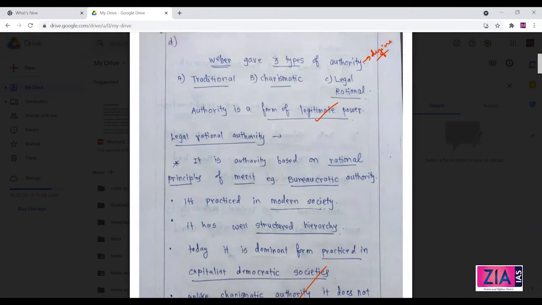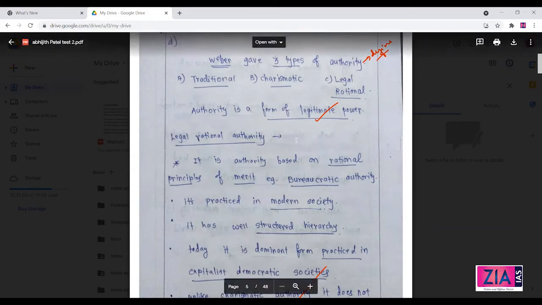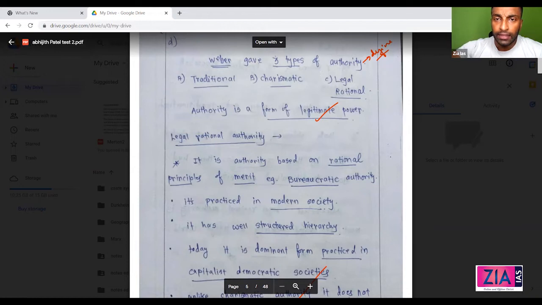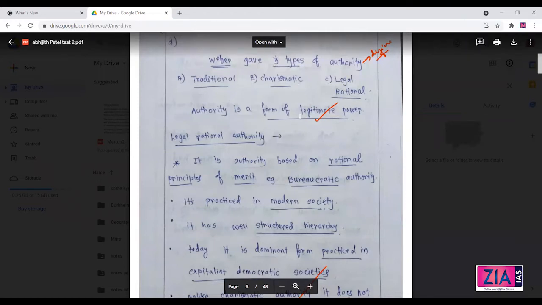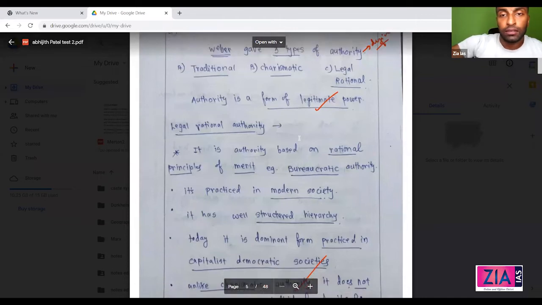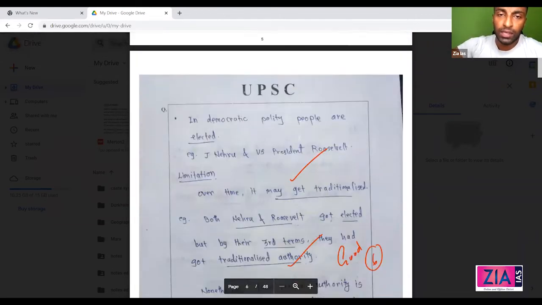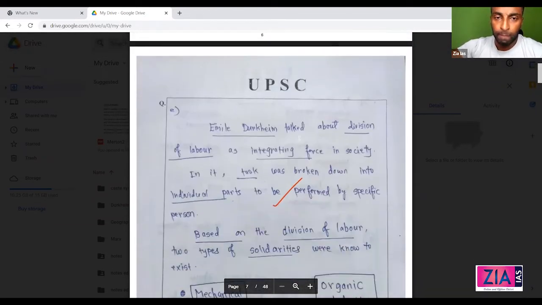Okay. Okay, sir. The monarch and everything. The combination, even though the question is asked only on this legal rational authority, write the combinations. It can be charismatic plus legal rational. It can be traditional plus legal rational. Talk about Nehru. Whatever the question asks, obviously you have to write beyond it. You need to go beyond that. Okay. Everybody will stick to that, but we have to go beyond that.